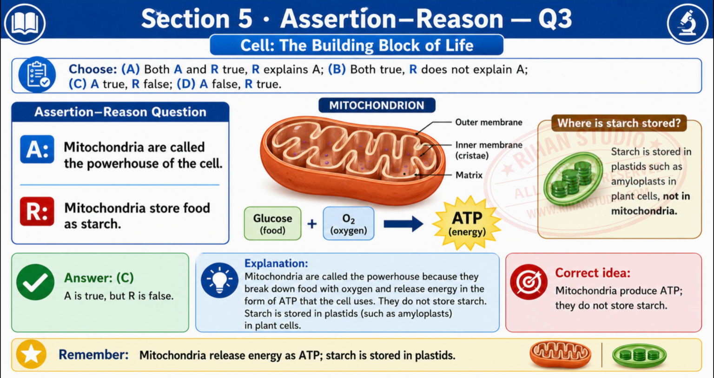A. Mitochondria are called the powerhouse of the cell. R. Mitochondria store food as starch. C. Mitochondria release energy as ATP. They do not store starch.